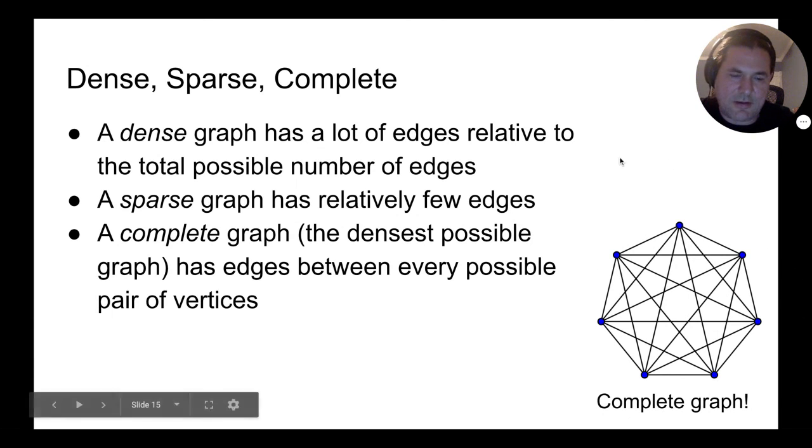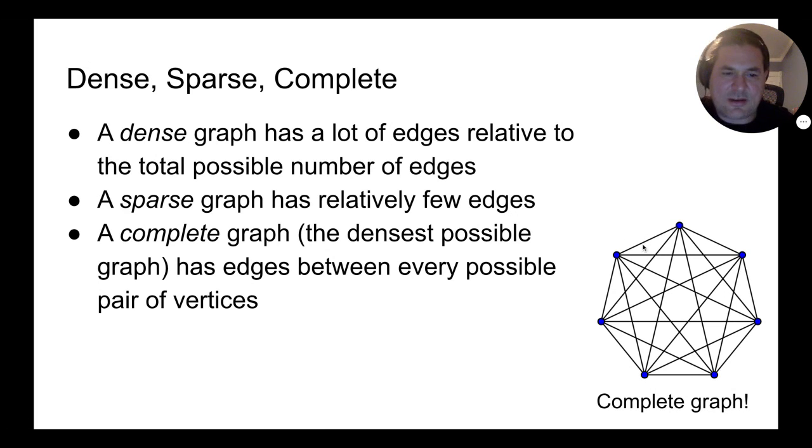So here's a complete graph. This has 1, 2, 3, 4, 5 nodes... what are there? 1, 2, 3, 4, 5, 6, 7. There's 7. So each of these is going to have 6 edges. It's going to have an edge to everything else. So they would say that that's a complete graph.